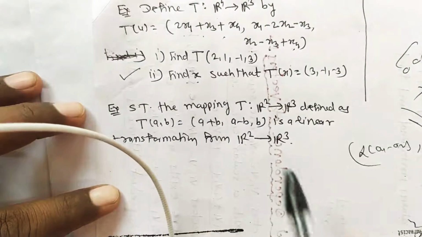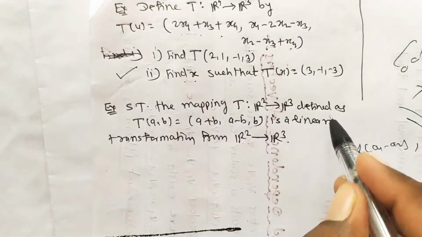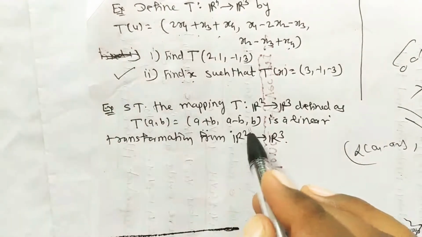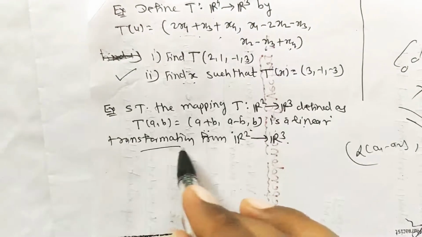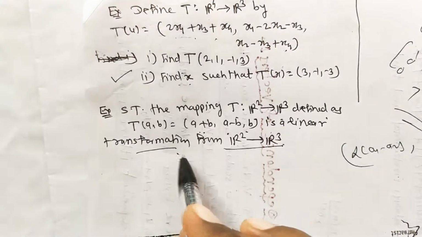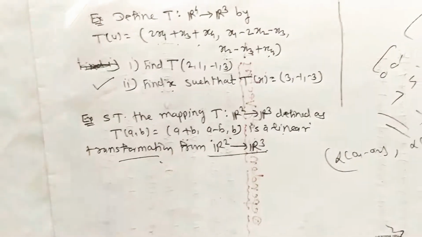Problem is the same. Show that the mapping T from R2 to R3 defined as T of (a, b) equal to (a plus b, a minus b, b) is a linear transformation from R2 to R3, or is a linear mapping from R2 to R3. Okay, so in this way the part of vector space is over here.